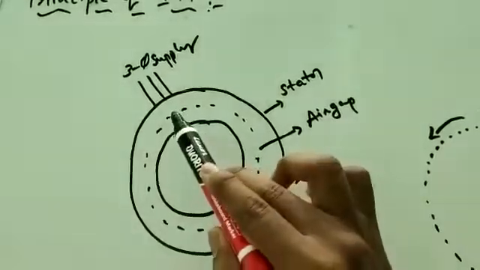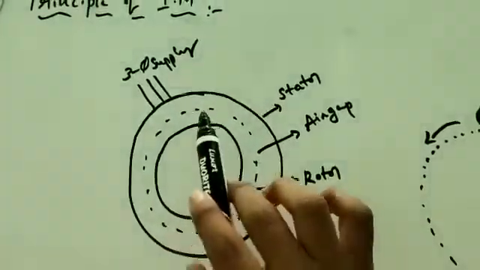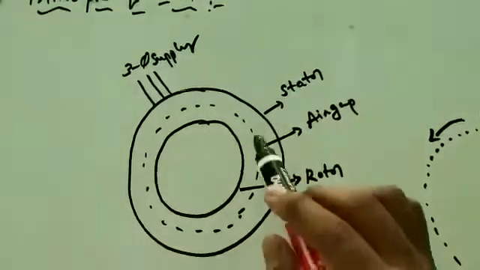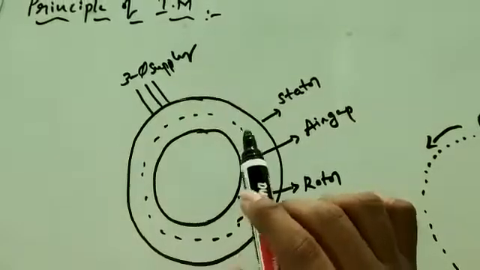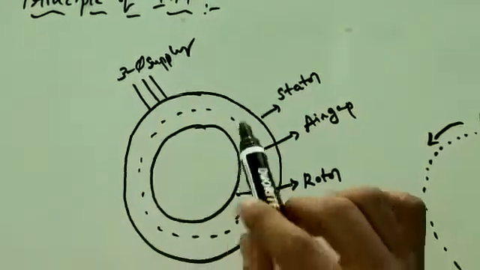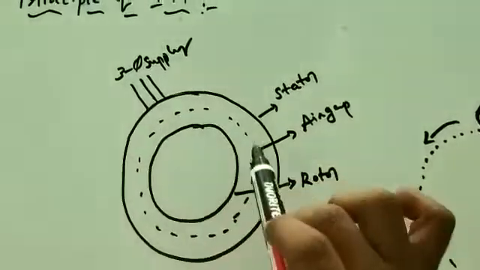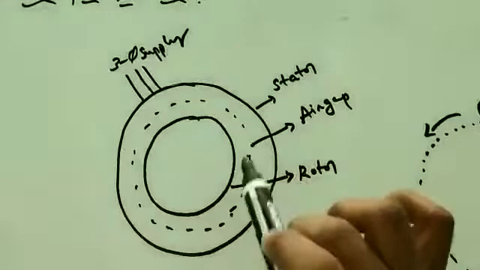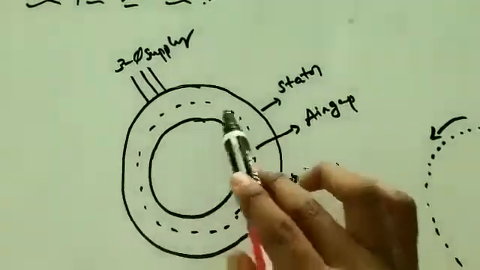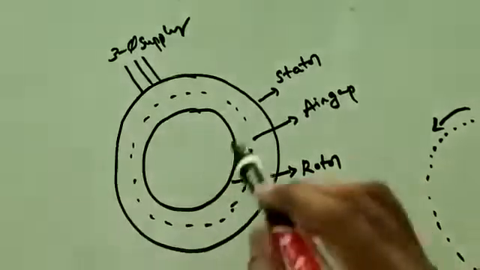That flux will be flowing in the air gap which is there in the induction machine. Now I'm going to give you the principle of induction motor here. When a three-phase supply has been given to the stator, a rotating magnetic field is going to be flowing inside the air gap. This rotating magnetic field is going to interact with this rotor.